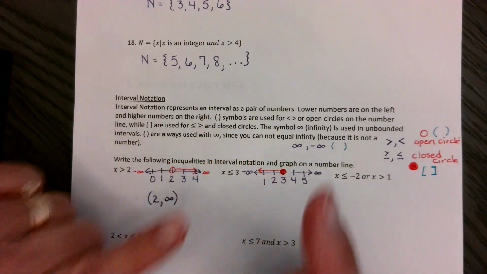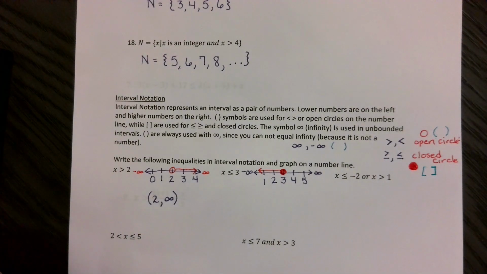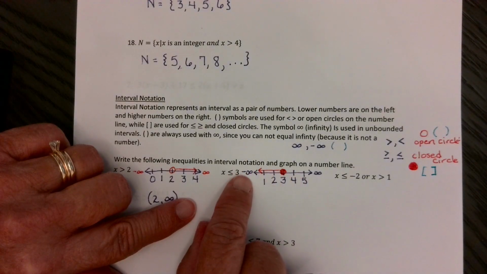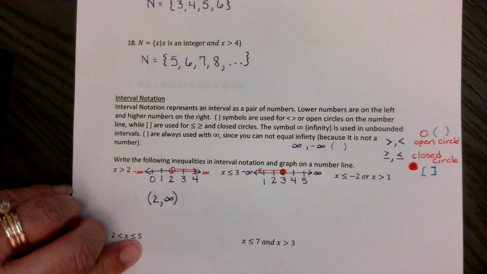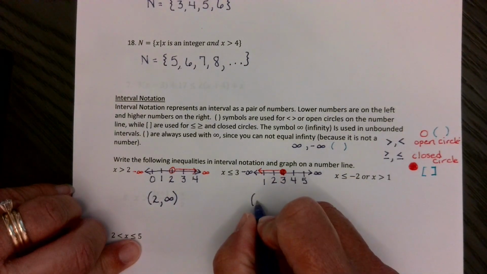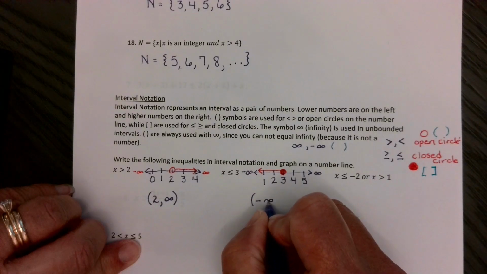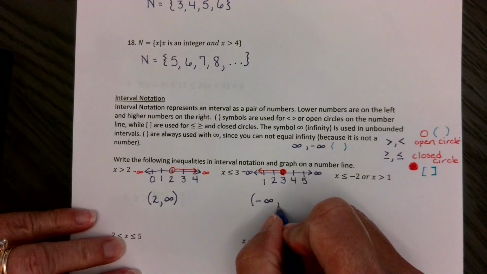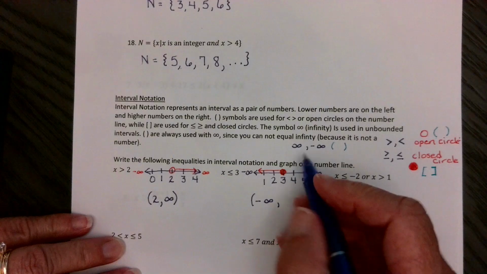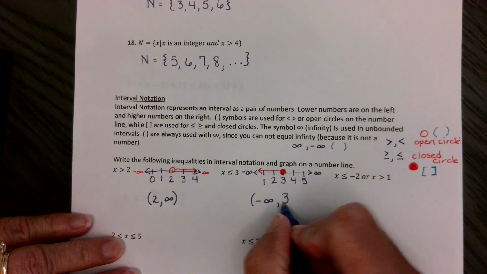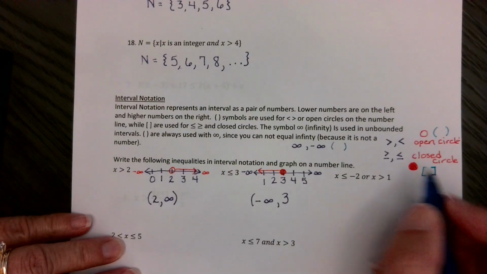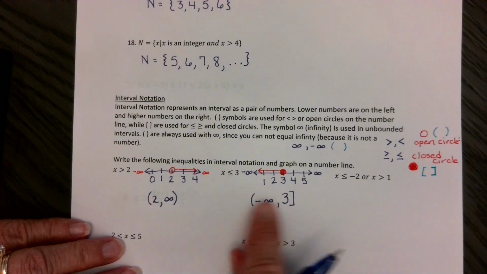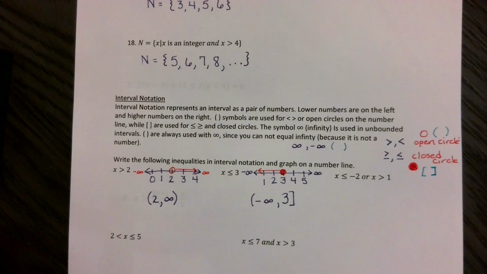So in interval notation, you always start with the smallest number first. Read it left to right. Well, this is going towards negative infinity. So we're going to start with negative infinity, and it's a parenthesis at negative infinity because infinities are always parentheses, whether it's positive or negative, and it stops at 3. And because it's a closed circle, we're going to use a bracket. Okay? 3 is larger than negative infinity, so that's why negative infinity goes first.